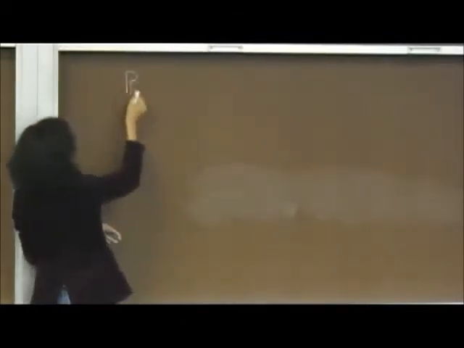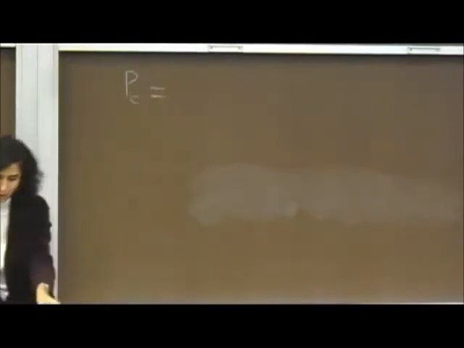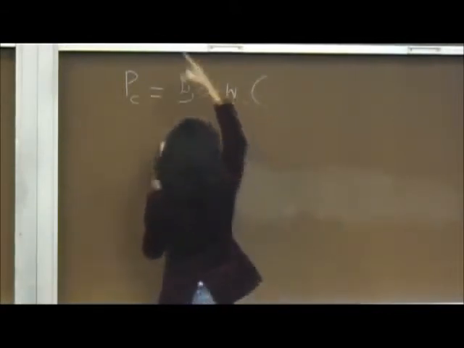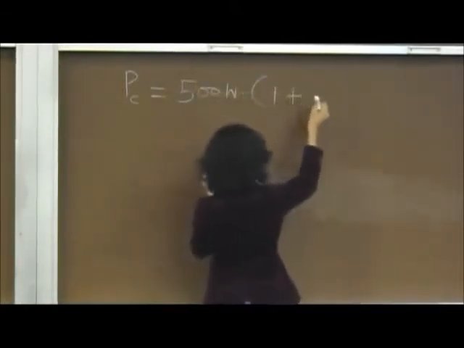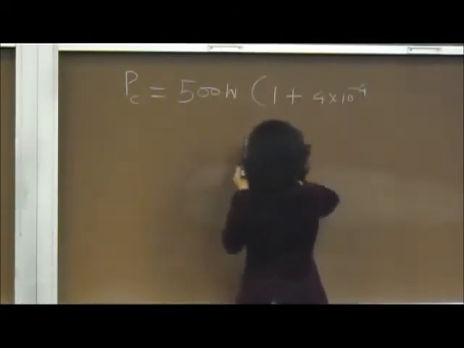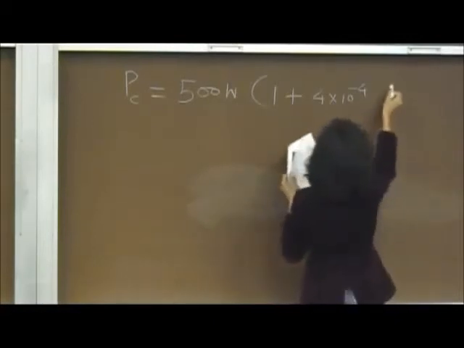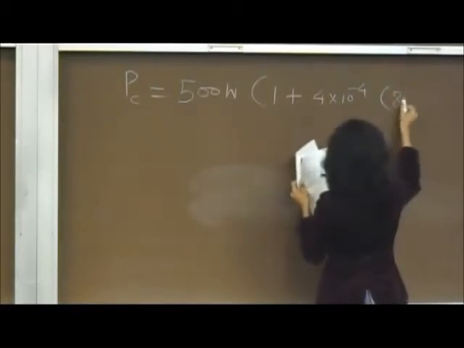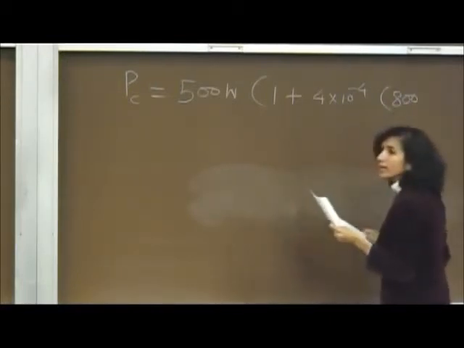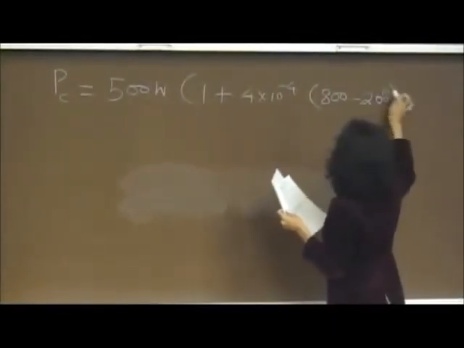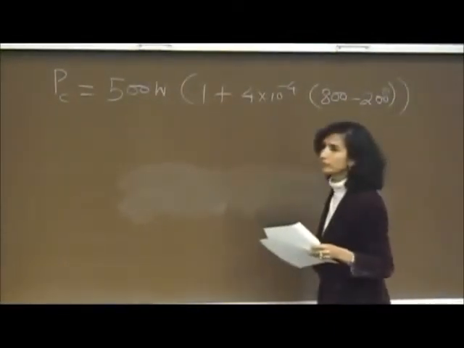At this point, it's all plugging in the numbers. Everything is given to you. PH is given to you to be 500 watts. Alpha is given to you to be 4 times 10 to the power minus 4 per Kelvin. And delta T is the change in temperature. We are changing from 800 degrees to 200 degrees Celsius. So this is delta T.